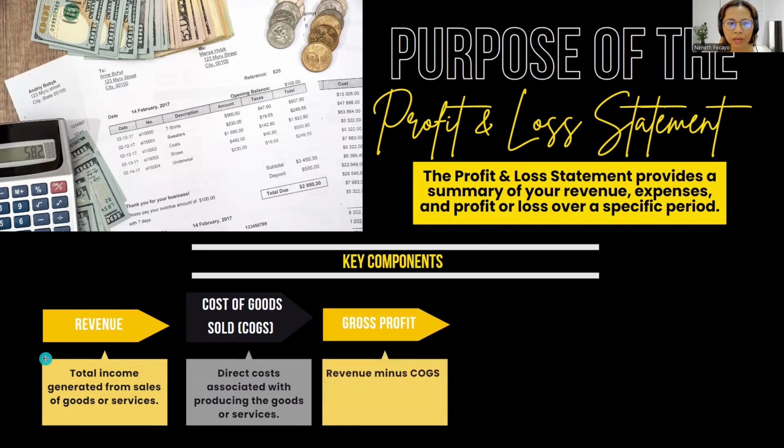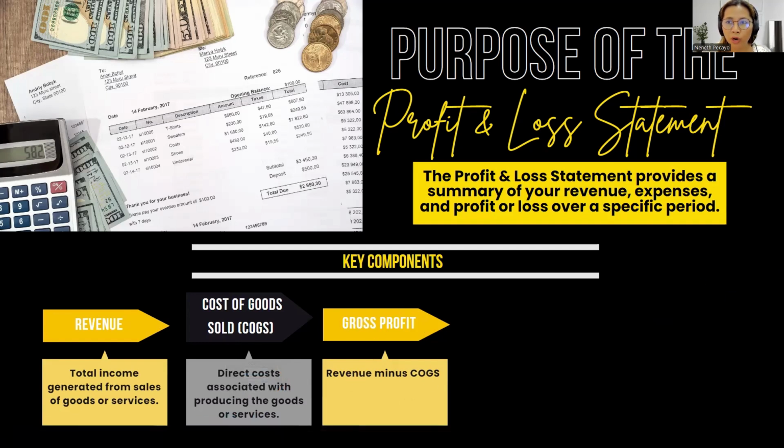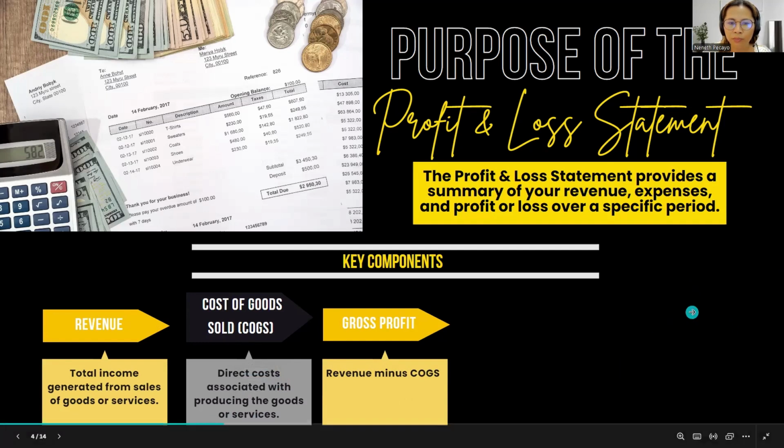And then gross profit. Gross profit is revenue minus cost of goods sold. The gross profit represents how much is your profit after you deducted the direct costs. So for every $1 you sold, $1 in your income. For example, you have 0.75 in your purchases, so you have 0.25 in your gross profit.